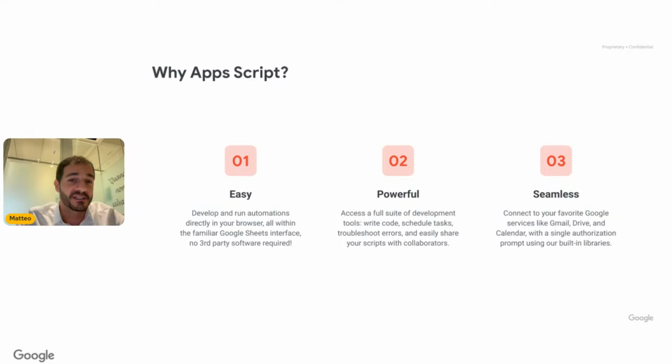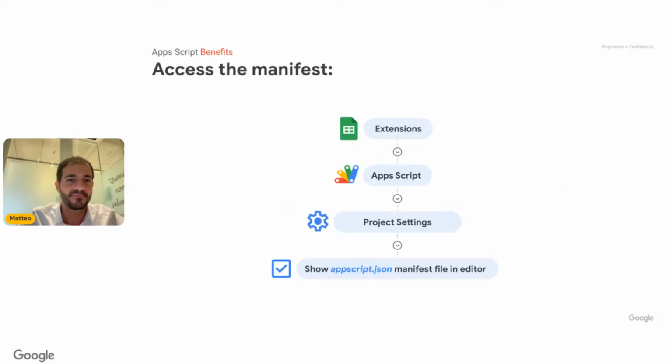And then again, it's seamless because, just like I mentioned, it's pretty much integrated with all of the Google products. So you're going to have Gmail, Drive, Calendar. There's the whole Google Cloud suite, so Sheets, Slides, Forms. We have pretty much built-in libraries for all of these. So it becomes very easy to connect these products and build scaled solutions.